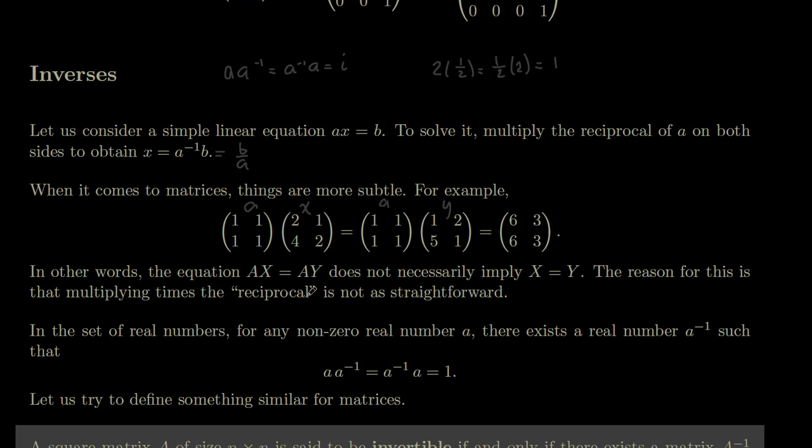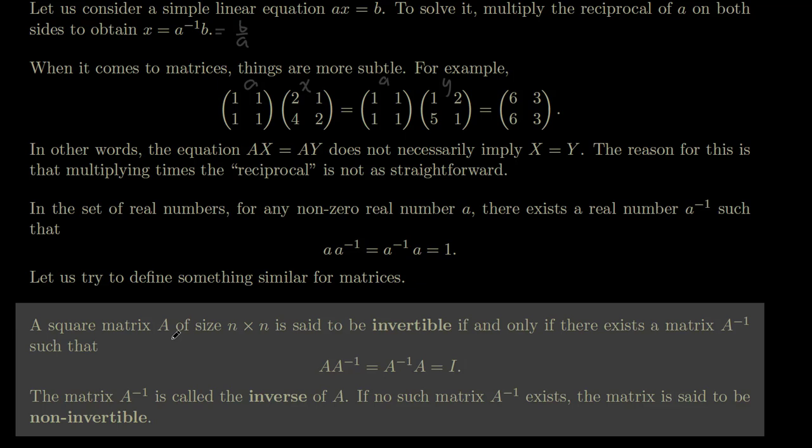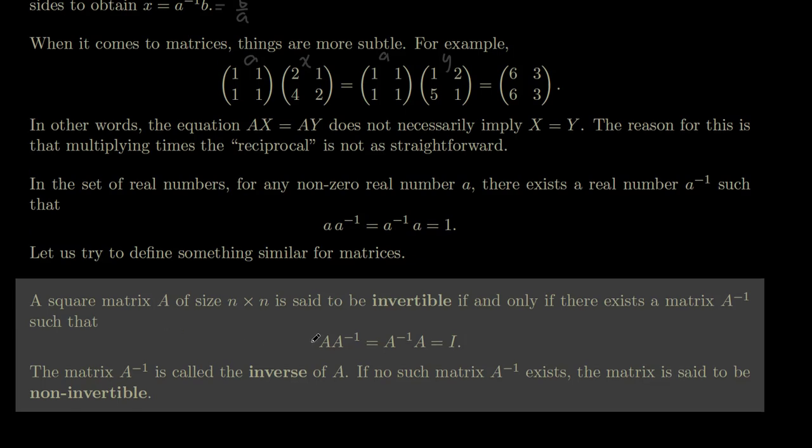All right, so now if A is a square matrix for which a matrix A inverse exists and it satisfies the following equalities, where I represents the identity, then we say the matrix A is invertible. And the matrix A to negative 1 is called the inverse of A. If no such matrix A to negative 1 exists, the matrix is said to be non-invertible. So that is going to be what we're going to use as our definition. That's going to be the definition of an invertible matrix.